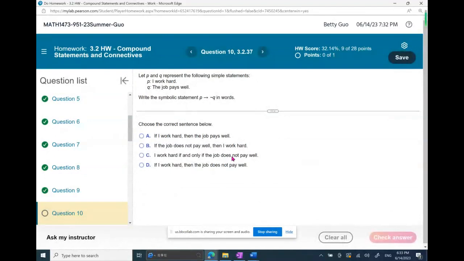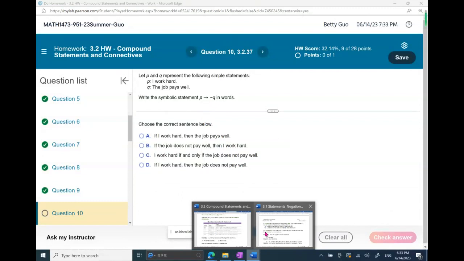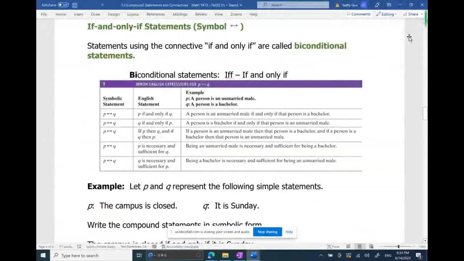P represents the statement I work hard. Q represents the statement the job pays well. Write a symbolic statement, P implies. Yeah, I read this sign as implies. Okay, so we need to look at the note about conditional statements.